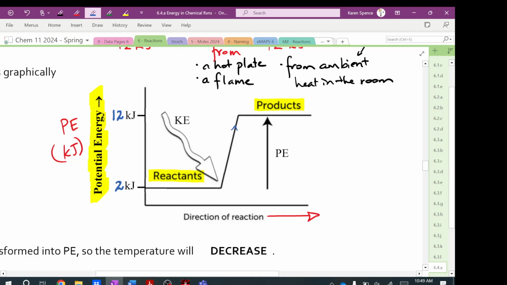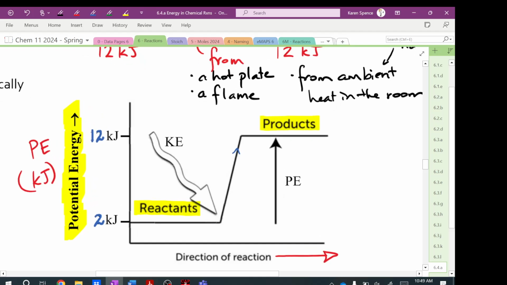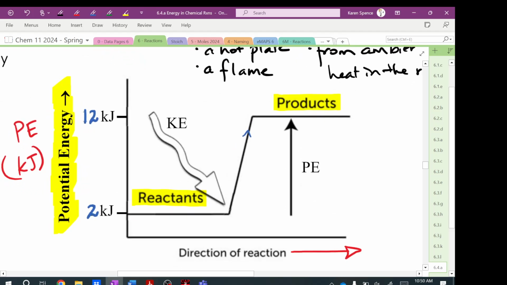Now, this little squiggly line with the kinetic energy, that's just showing that the kinetic energy is being absorbed and transformed into potential energy. Eventually, you're going to be drawing graphs like this. You are not expected to draw the kinetic energy. It's just there so you can visualize what's happening right now, okay?